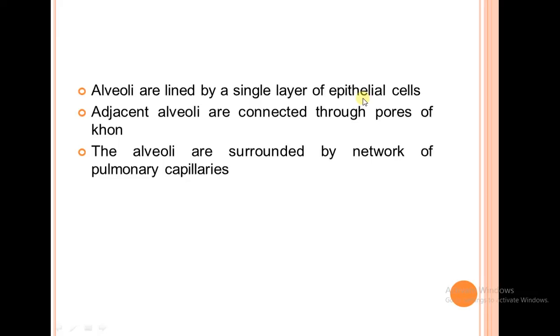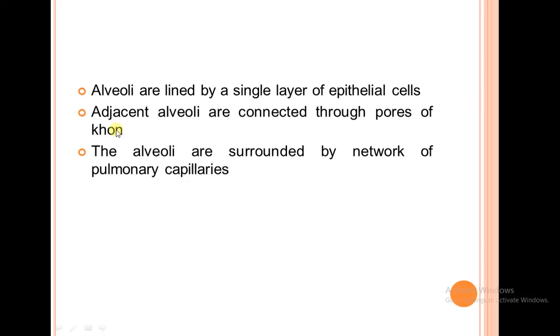Now adjacent alveoli are connected through small openings or pores which are called pores of Kohn. Again I am repeating, adjacent alveoli are connected with each other through pores of Kohn. The significance of these pores is that they are meant for collateral ventilation, which means air can enter from one alveolus into the other alveolus.